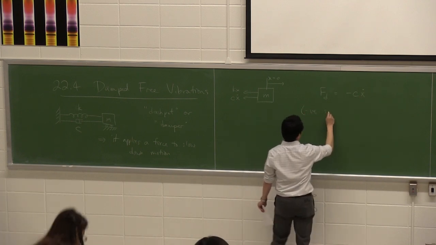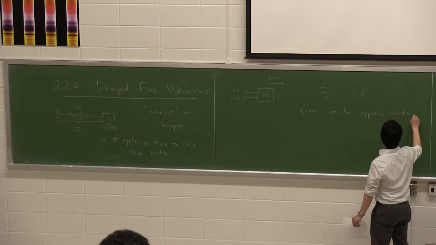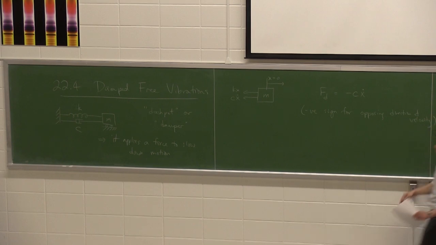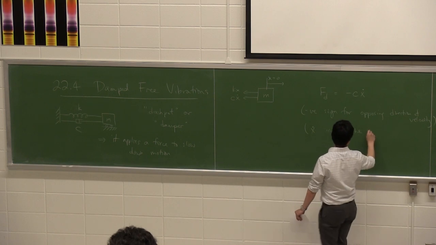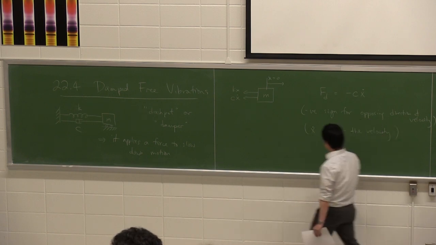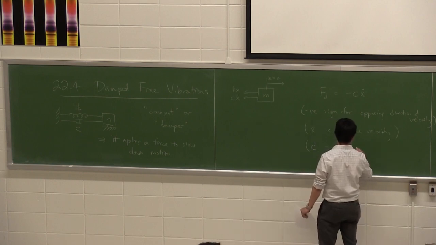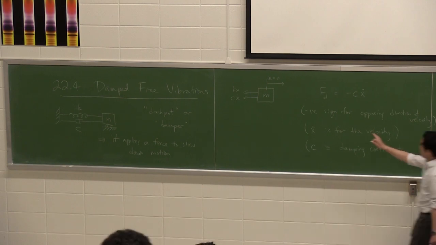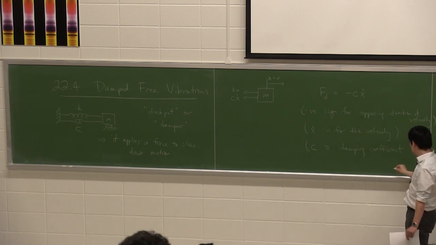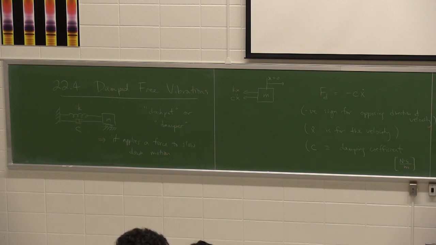And so the negative sign is for opposing direction of velocity. Okay, so that's what the minus sign is for. And then x dot obviously is for the velocity. And then our c is now what we call the damping coefficient. Okay. And based on the units, you can tell that the c has to be a force per unit velocity. So the units have to be a newton second per meter. All right. So there's an extra second in the numerator for the units because it is an x dot that is multiplied, not an x.